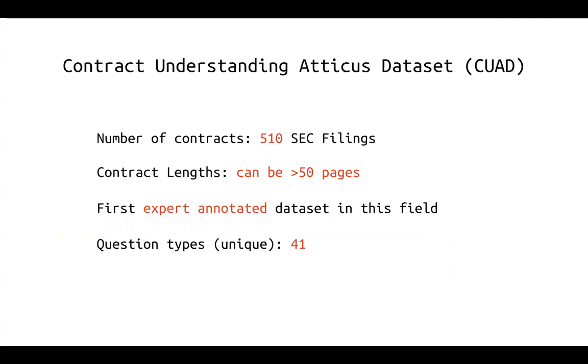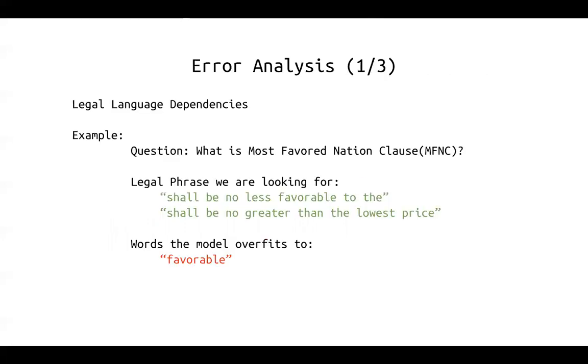Our data set is named Quad, and it has 510 SEC filings. Each of the contracts can be extremely long, and it's the first expert annotated data set in this field. Moreover, we predict 44 unique question types.